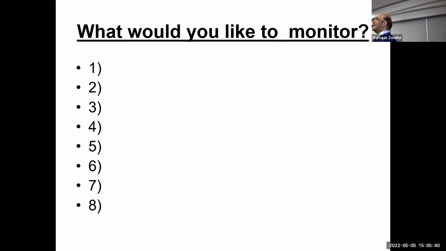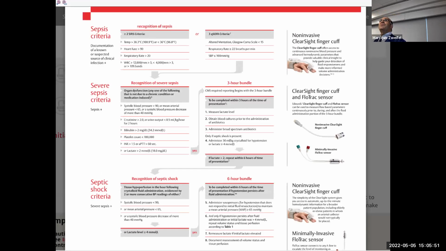One other thing that they added in 2021, that was not in the 2016, is capillary refill. Capillary refill time. This is one of the things that you need to monitor when you are managing septic shock, capillary refill time.